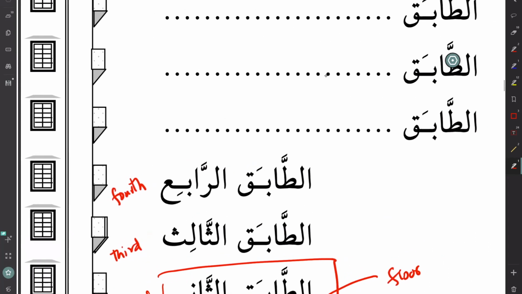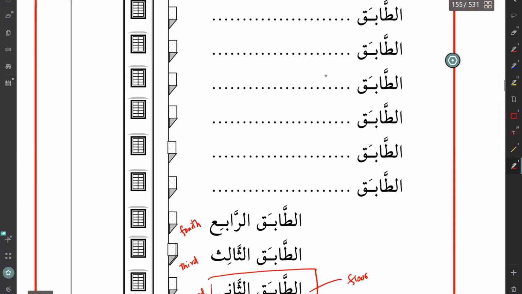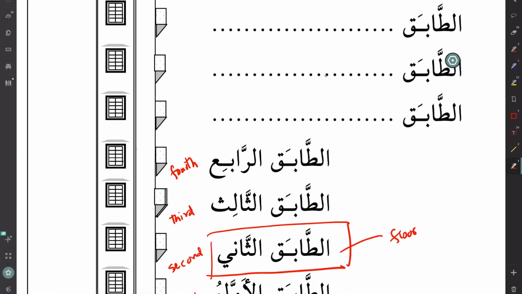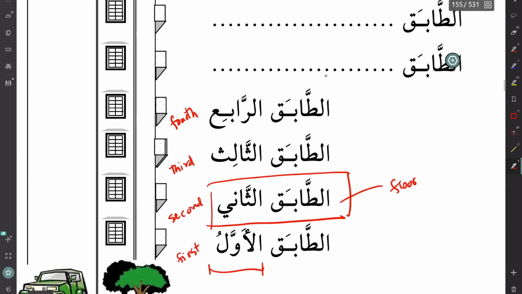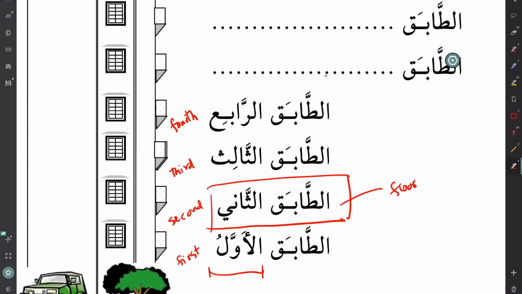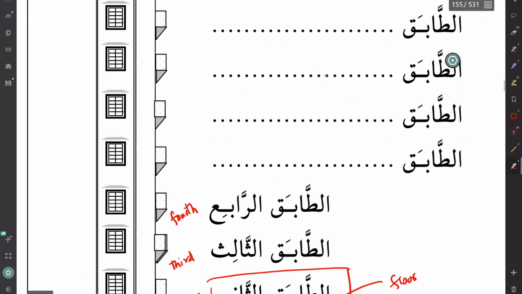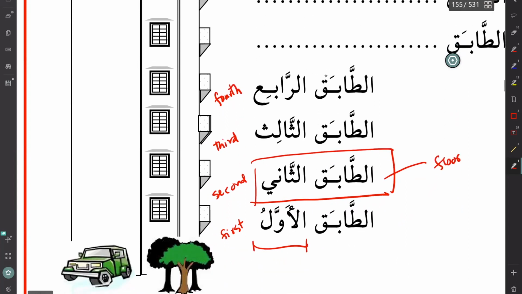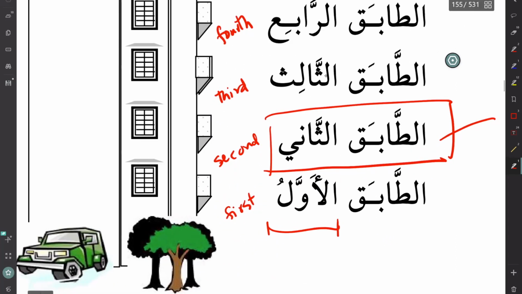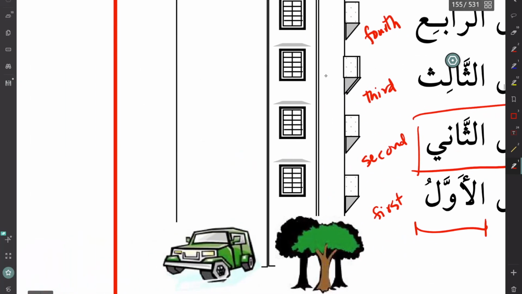Okay, so now they want you to figure out and do the rest of them. So the question is, how would you know how to say the rest of these numbers? Okay, they only give you from first to fourth. So how do you say fifth, sixth, seventh, eighth? If you look closely, you'll see there's some pattern. Okay, so what's the pattern? So let us write down the numbers.